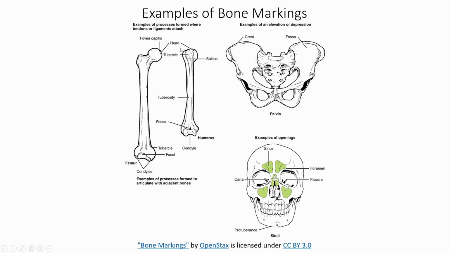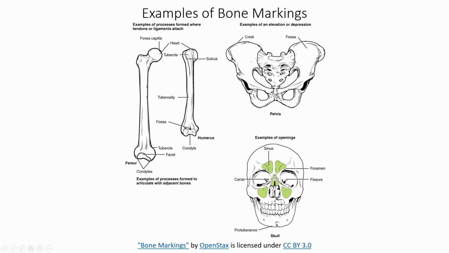We see a sulcus. This is like a little valley between two raised components. And we see a fossa, which is like a little shallow bowl, right? Like a shallow valley. These are just some of the things that you're going to be going into.